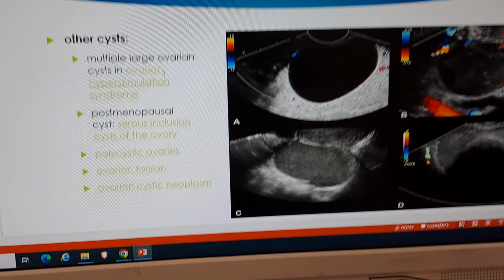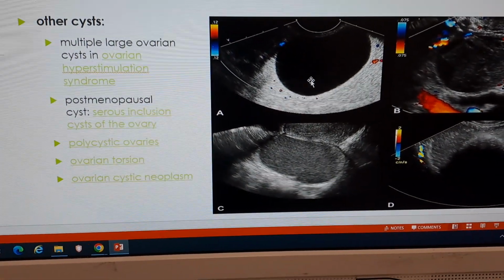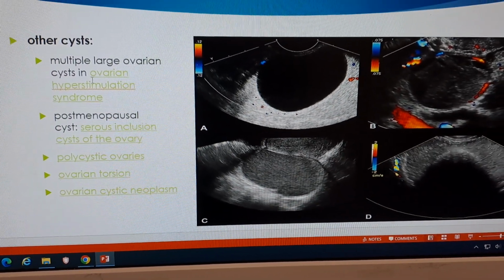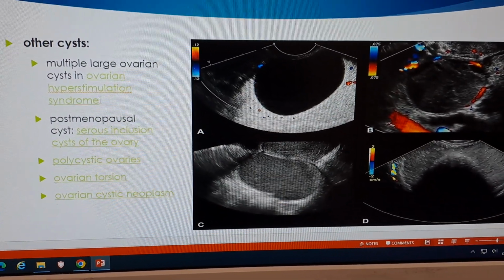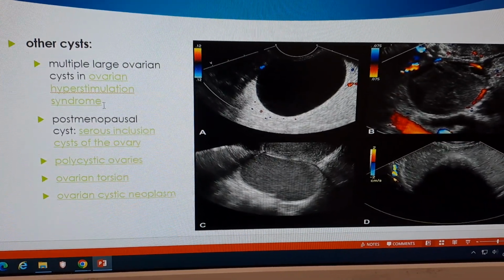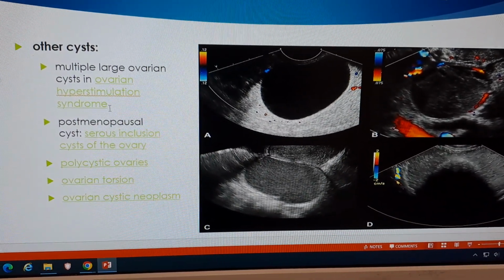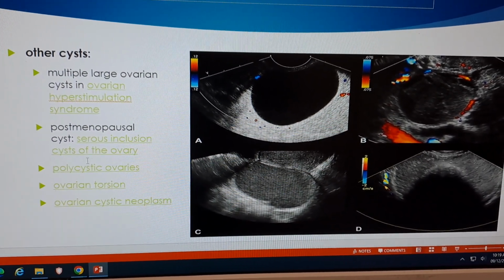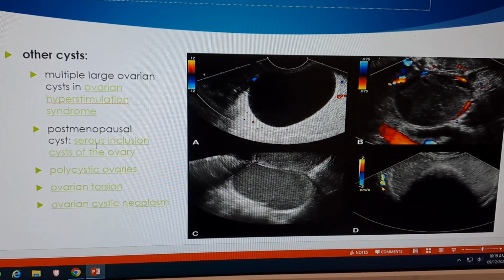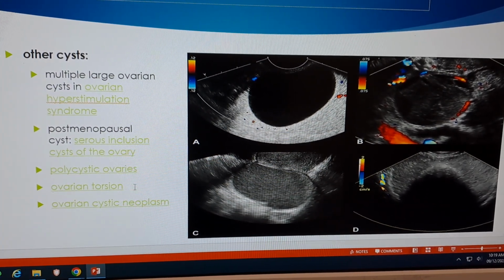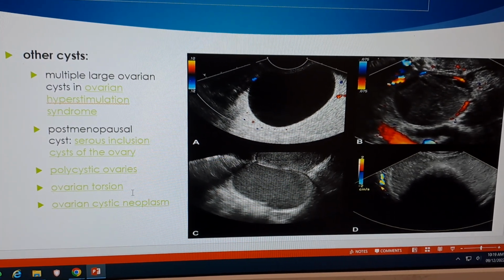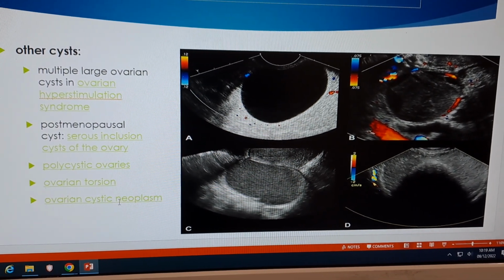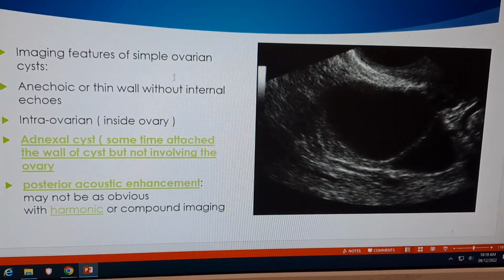Now we have to see the other types of cyst, which are mostly present in the premenopausal or postmenopausal stages, such as hyperstimulation of the ovary and some ovarian cystadenoma, and the hemorrhagic cyst we will discuss later. In the postmenopausal stage there are serous inclusions, polycystic ovaries, ovarian torsion, and ovarian neoplastic cyst.